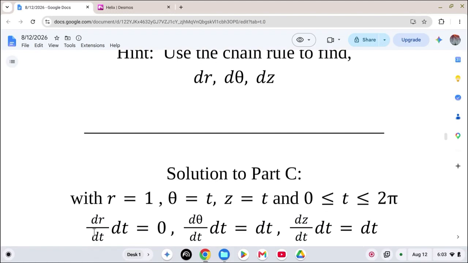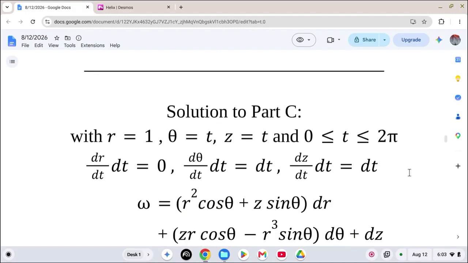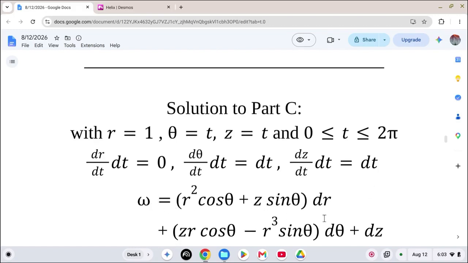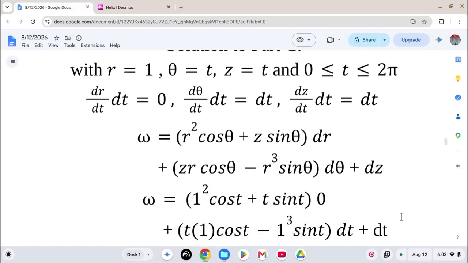Here's the chain rule. So dr dt is just the derivative of 1, which is 0. d theta dt, that's just dt. Okay, and so now here is our one form. And now we're going to put in everything we just found. So we let r equal 1, and theta becomes t, z becomes t, but dr was 0. So that wipes out this whole term.